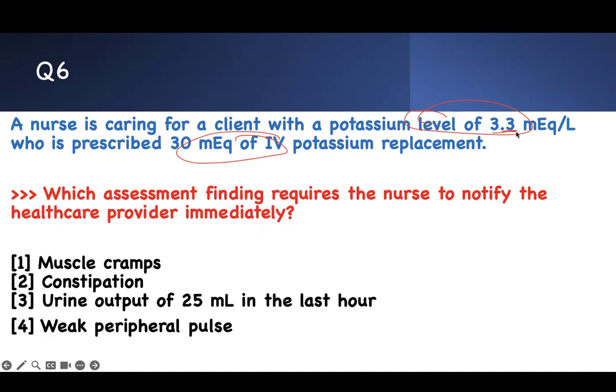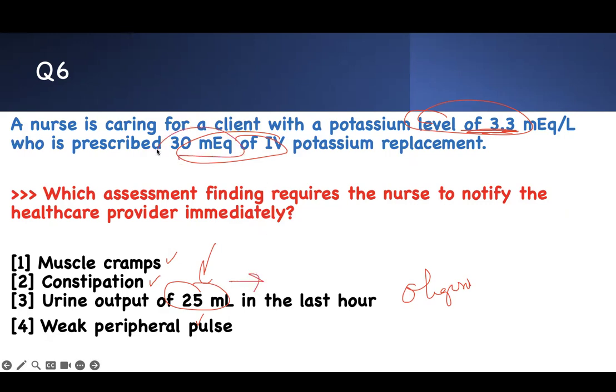Go back to your content, 3.3. I expect constipation. You can have muscle cramps. You may have some weak pulses associated with it. But when I see urine output that low, if I give you potassium and you cannot pee, if I give you potassium and you cannot produce urine, right? This urine is oliguric, right? It's very, very low. And if you can make urine, you're only making 25 ml in the last hour, that means your kidney is not doing well.